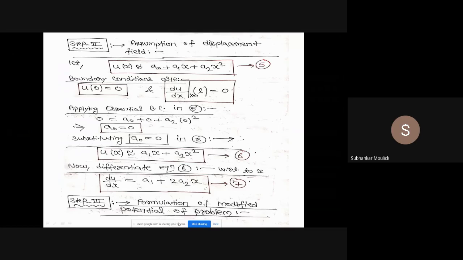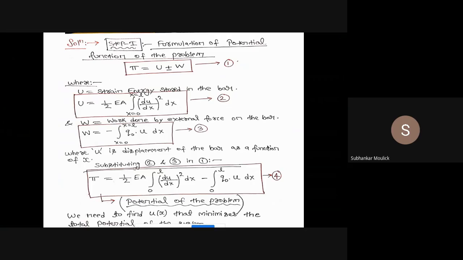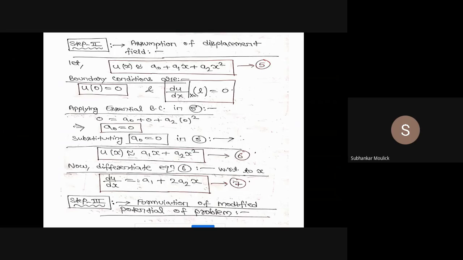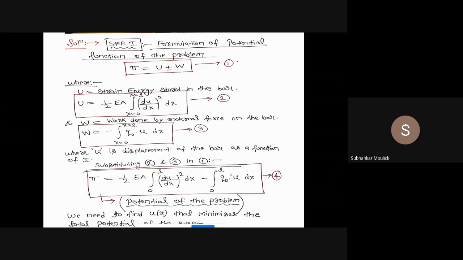So in the next step, we need to put all these values in the potential of the problem, and let us find out a simplified potential form of the problem after substituting all these values. So substitute the value of du over dx from equation number 7 and the value of u of x from equation number 6 in equation number 4.